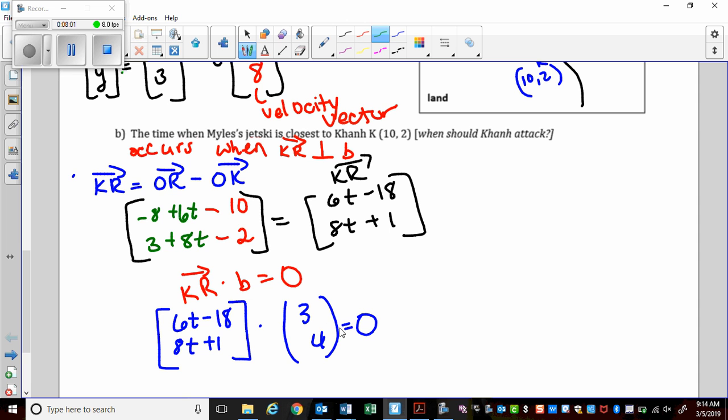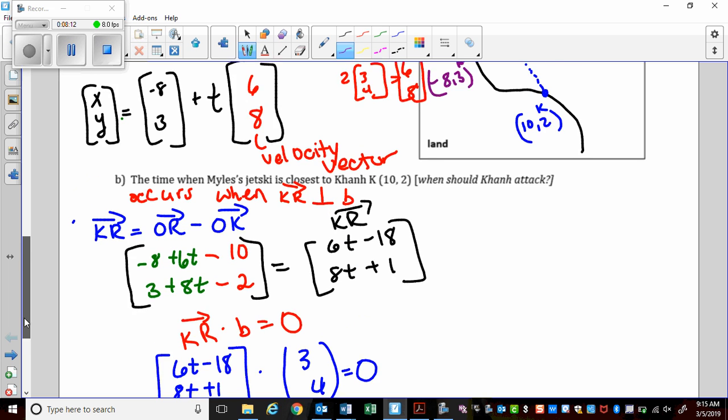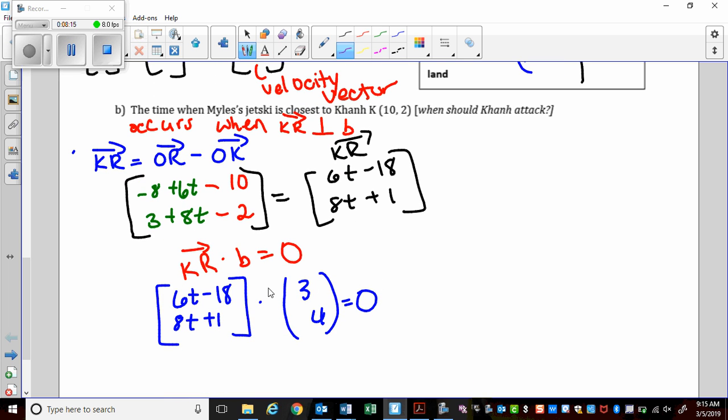And I really just care about the direction, because remember when we talk about slope, the slope of the line is what makes it perpendicular. The direction of the jet ski is going to be what makes it perpendicular. So remember, to do the dot product, you multiply the x's. So this is going to be 3 times the 6t minus 18, minus, and then 18. That's not a plus. And then plus, we multiply the y's. So 4 times 8t plus 1 equals 0. We have to set it equal to 0. We want to know when it equals 0.